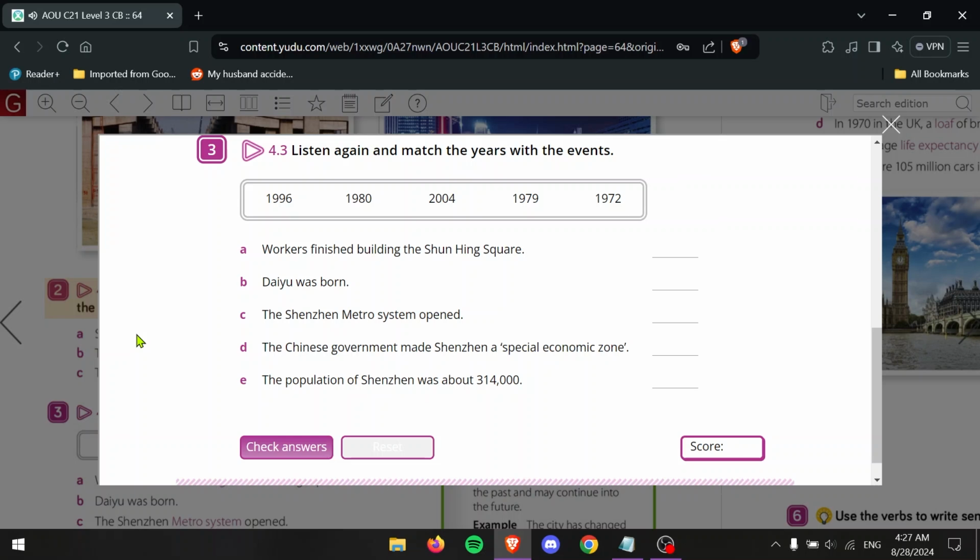But, of course, it's not just the population that has grown. 30 years ago, there weren't any tall buildings in Shenzhen. But today, there are 23 buildings over 200 meters high. My favorite is the Shunhing Square. Workers finished building it in 1996, and at that time, it was the tallest building in Asia.